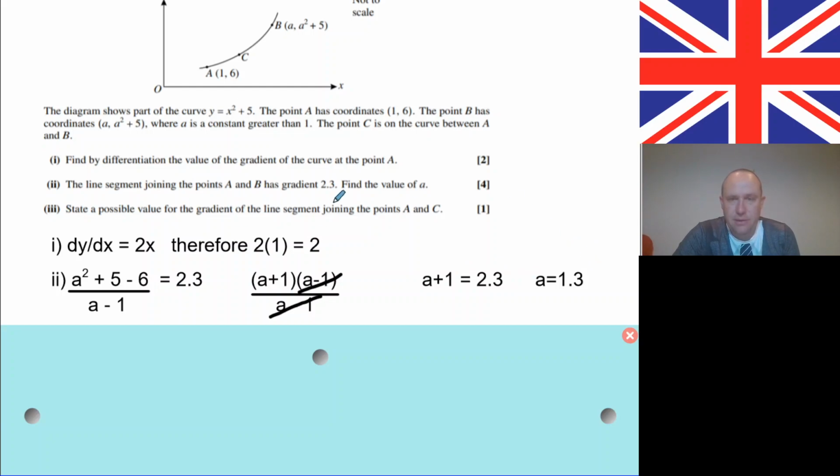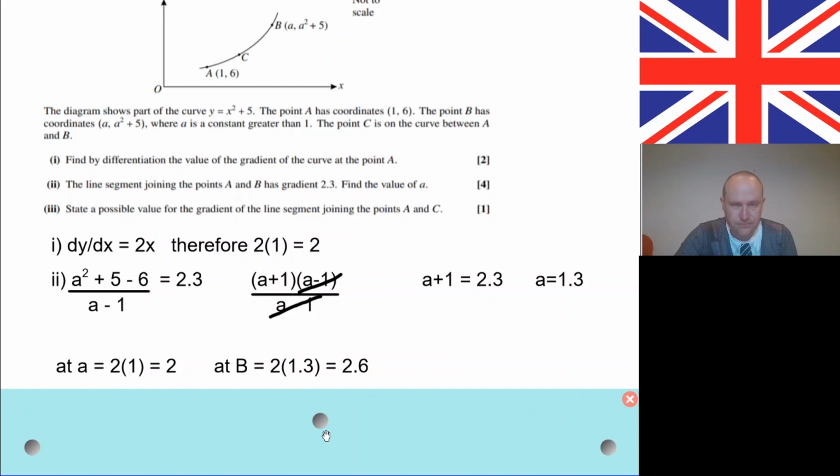State a possible value for the gradient of the line joining the point A and C. So as I know that a, because I just worked it out, was 1.3. Oh, actually, I apologize. If I plug 1.3 into this formula here for slope, then I would actually get 2 times 1.3, which is 2.6. And I know that the slope at this point, A, was just 2. Therefore, I can say that the values must be somewhere between 2 and 2.6. You can see the slope here is increasing. So if the slope here is 2.6, and I can see that this slope is 2, then it's got to be somewhere between those two numbers.